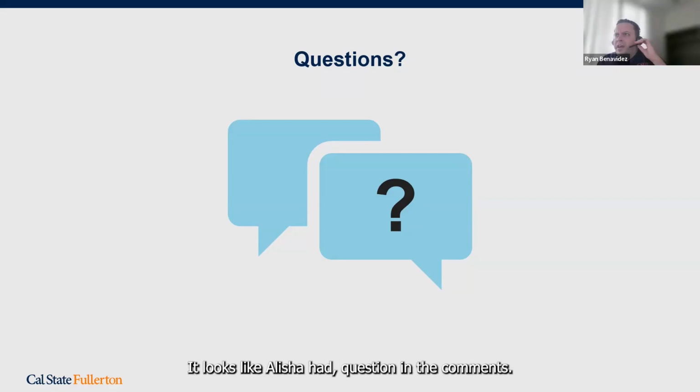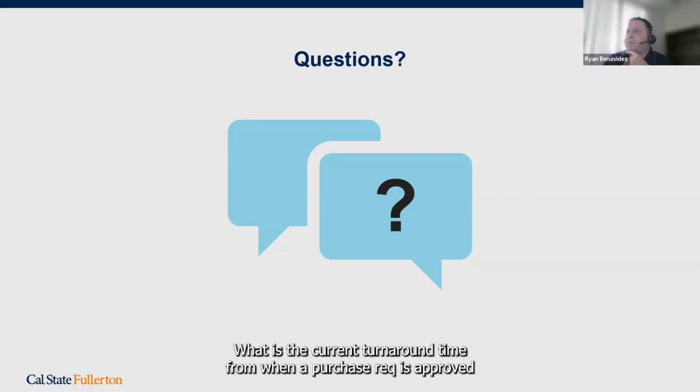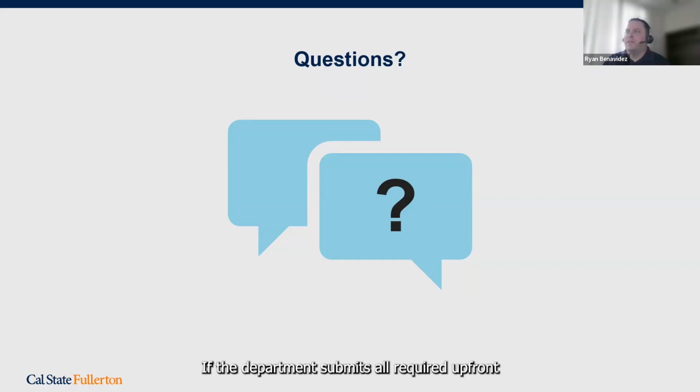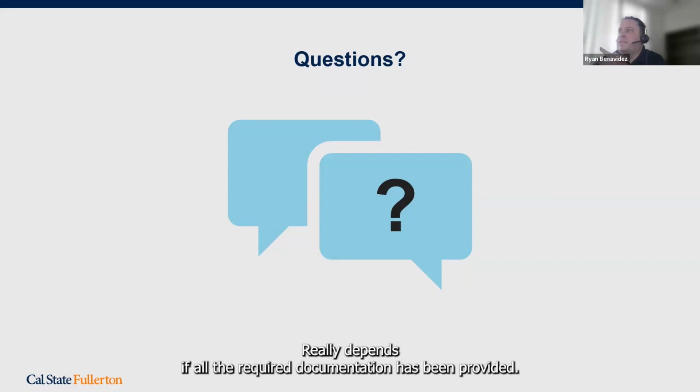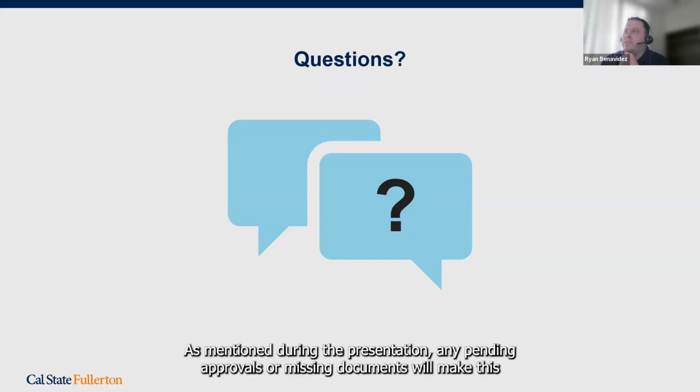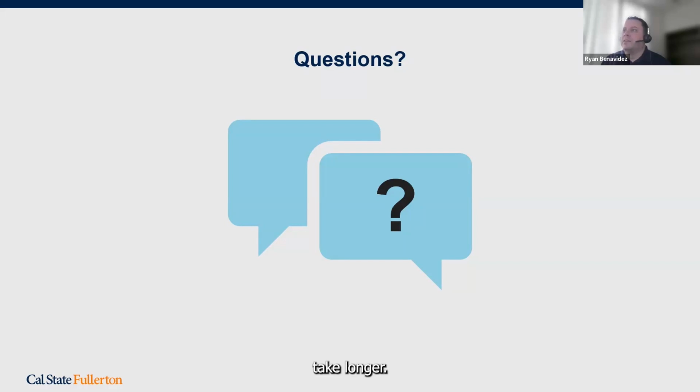All right, it looks like Alicia had a question in the comments. What is the current turnaround time from when a purchase requisition is approved to when the purchase order is issued if the department submits all required documentation upfront? And Lauren's answer was the average turnaround time is approximately 2 weeks. It really depends if all the required documentation has been provided. As mentioned during the presentation, any pending approvals or missing documents will make this take longer.